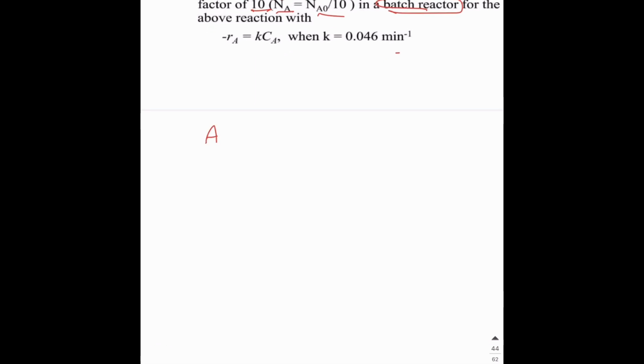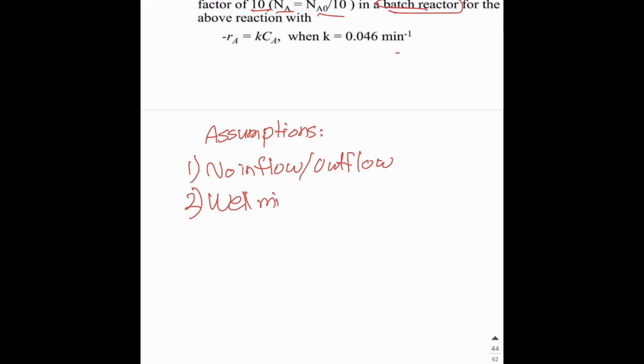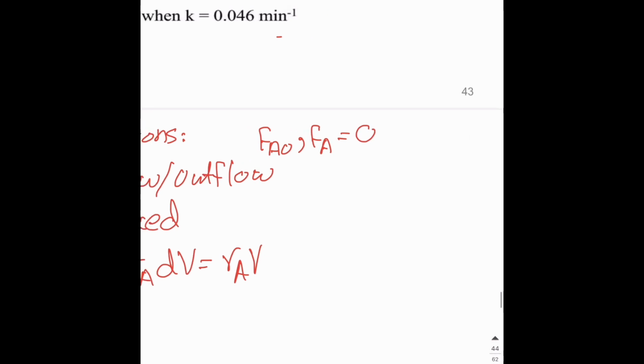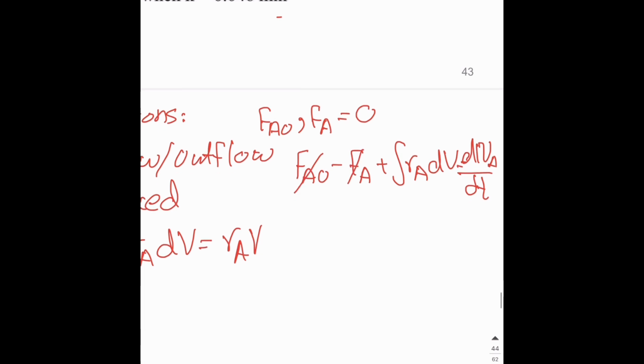So we will first write the assumptions of the batch reactor. We know that the first assumption is that there is no inflow and outflow in a batch reactor. Then it is well mixed, which means that the integral of RA dV will be equal to RAV. And there is no inflow or outflow, so FA0 and FA will be equal to 0. So FA0 minus FA plus the integral of RA dV will be equal to dNA over dt. So these will be cancelled because they are 0.